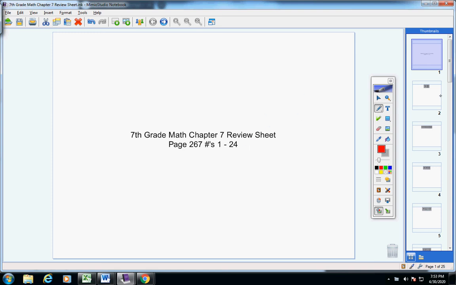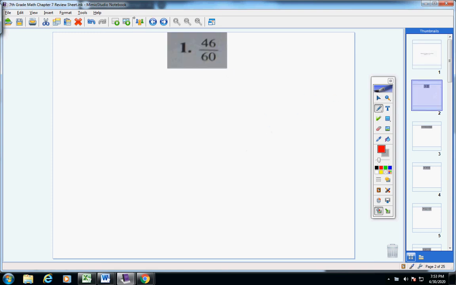terms, numbers 1 through 24. Here we go. Numbers 1, 2, and 3, the directions say to state each ratio as a fraction in lowest terms. So we're going to write each of these as a fraction in lowest terms. Now, first of all, is this already a fraction? Yes, it is. So we're good there. But can it be reduced? Yes, it can. So let's reduce it, okay?